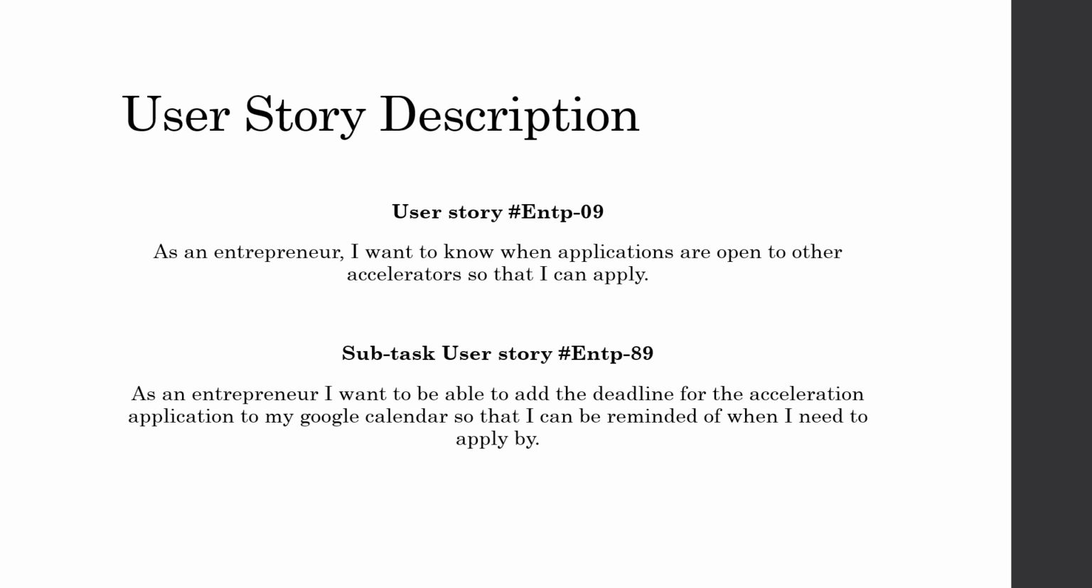Also, I completed the user story ENTP 89, which is a subtask to ENTP 09. The description of this user story is as follows. As an entrepreneur, I want to be able to add the deadline for the acceleration application to my Google Calendar so that I can be reminded of when I need to apply by.